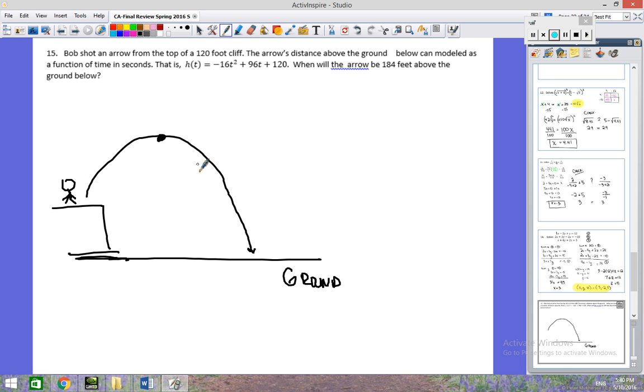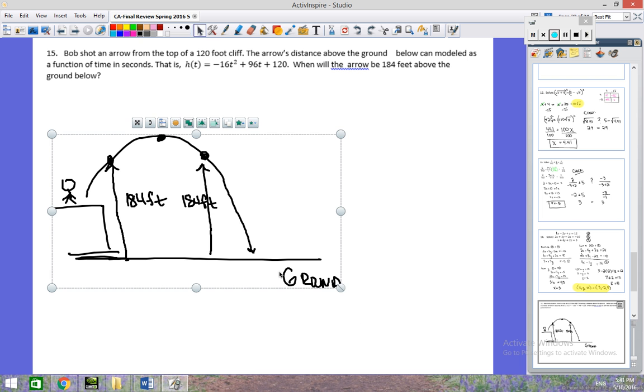Alright, so as time passes, the height of our arrow is changing above the ground. So when will it be 184 feet above the ground? Well, if this is 184 feet, it's going to cross that on the way up, but then it's also going to be 184 feet on the way down, unless 184 feet is the vertex, the maximum of that parabola. So this is 184 feet as well. So the 184 is the output of our function.